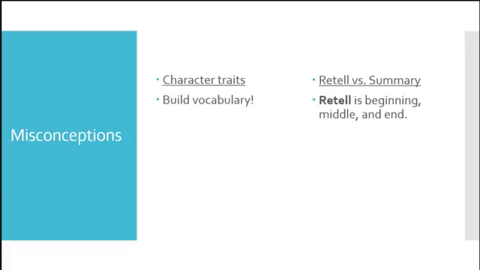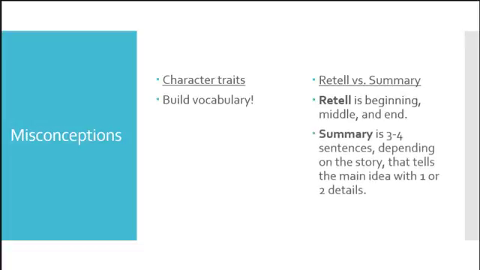It has details about all the important events that happened in a story, while a summary is just a few sentences that tell the main idea or the moral or lesson of the story, depending on whether it's fiction or nonfiction, with maybe 1 or 2 important details or facts to support it.